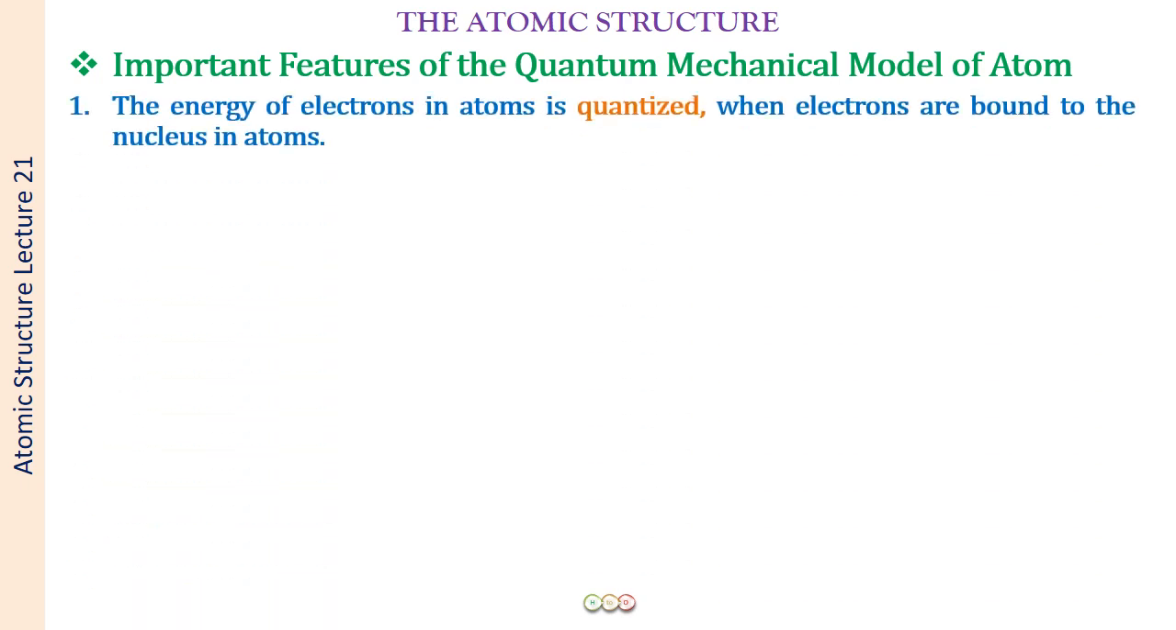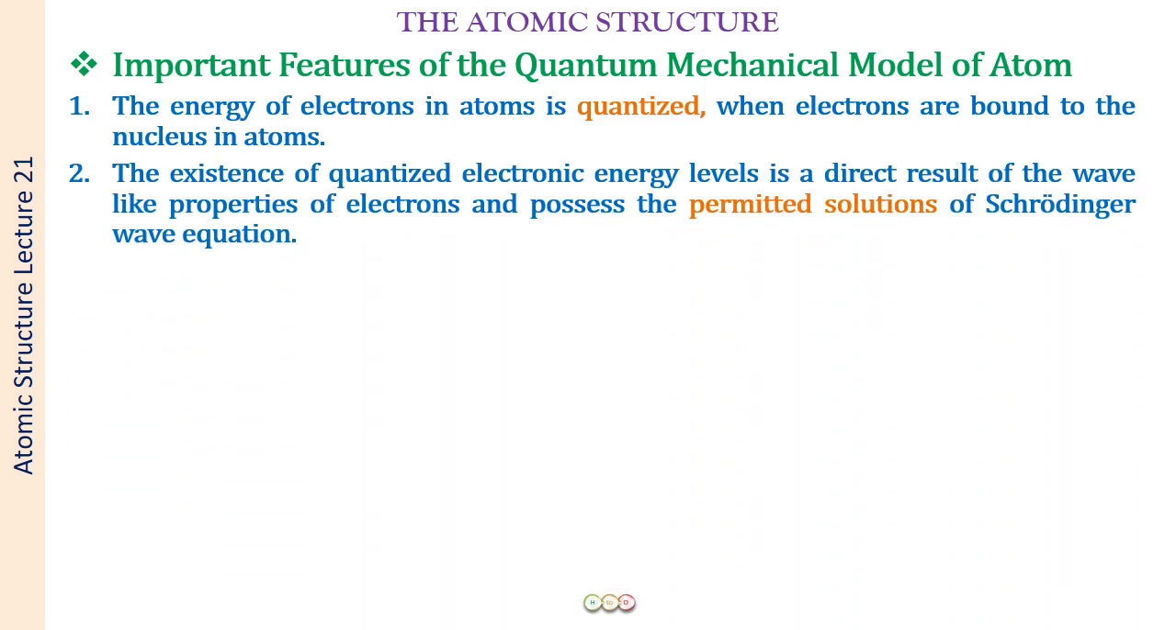Fine. So the first important feature is that the energy of an electron in an atom is quantized, where the electrons are bound to the nucleus in atoms. The next is the existence of quantized electronic energy levels. This is a direct result of the wave-like properties of electrons and the permitted solutions of the Schrodinger wave equation. So whatever permitted solutions come, they give us the various electronic energy levels. And that is what shows that the energy levels are quantized, they have fixed energies.